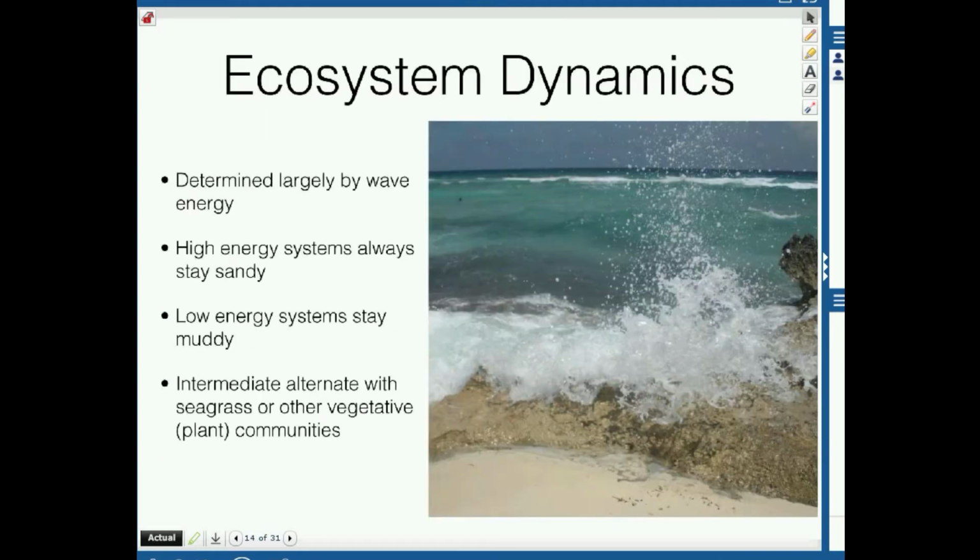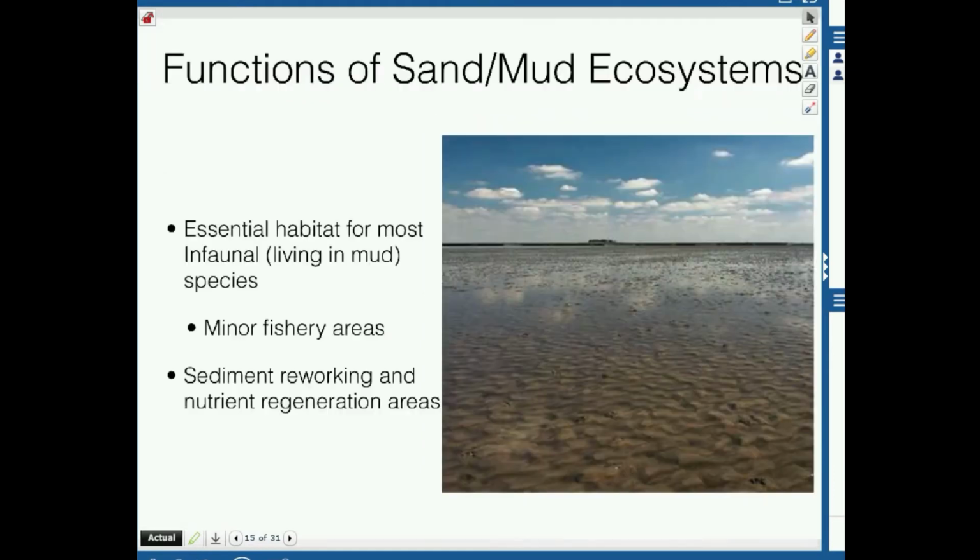So then we have a beach. A beach is basically determined by the wave energy. A high energy beach is going to stay sandy. That would be a beach that has lots and lots of wave action. But a low energy beach might be more muddy and not as sandy. And there can sometimes be seagrasses and other things growing in the ocean near the beach.